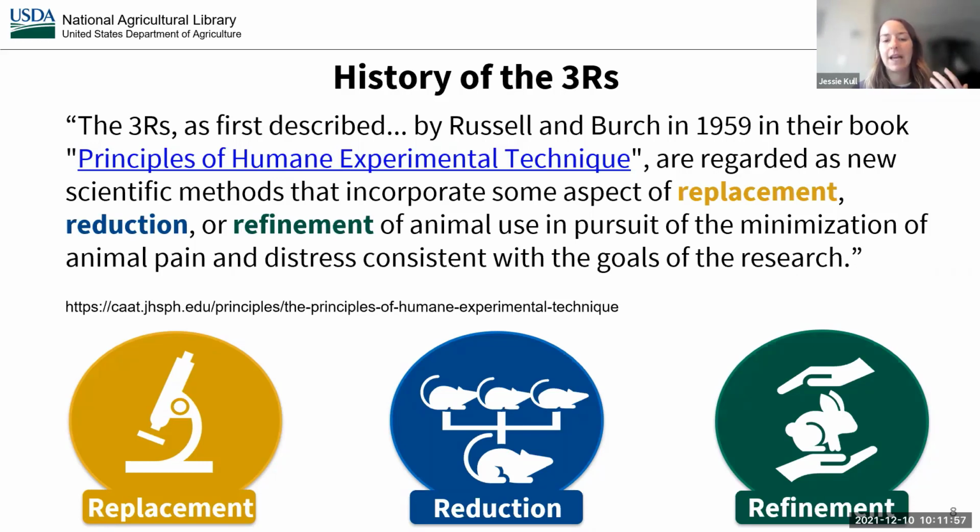And they weren't necessarily against using animals in research, but instead proposed 3 areas where they felt that the research community could advance in humane techniques when using animals. And of course, those 3 areas are replacement, reduction, and refinement.